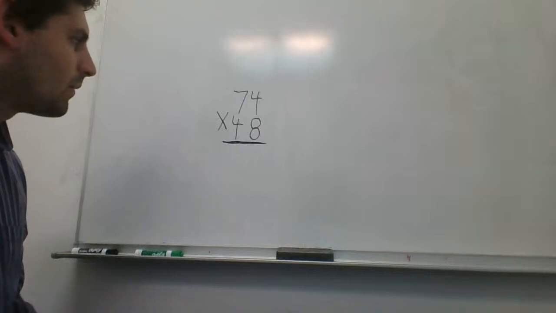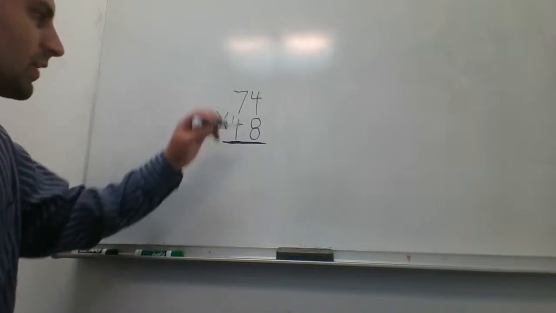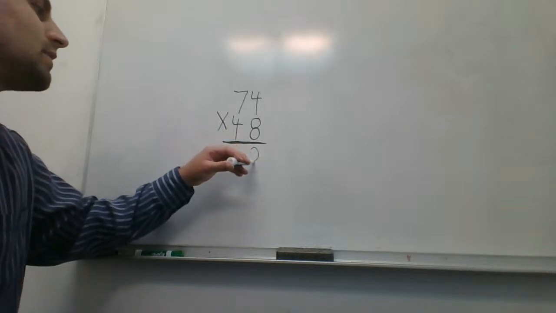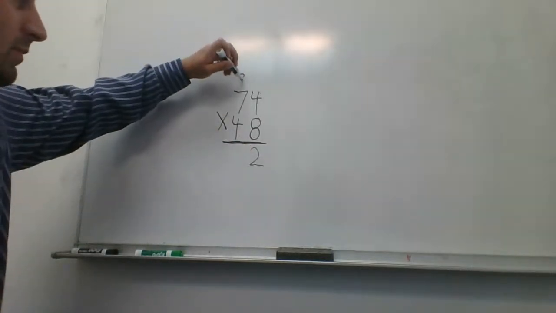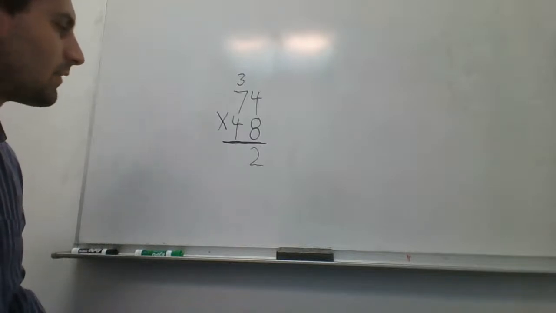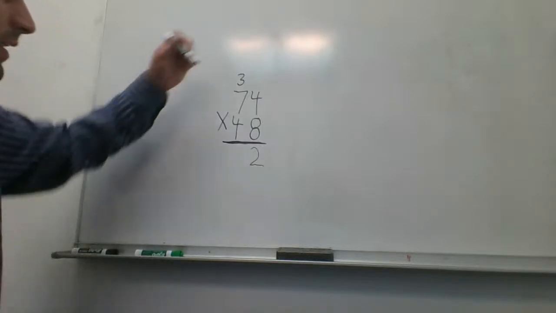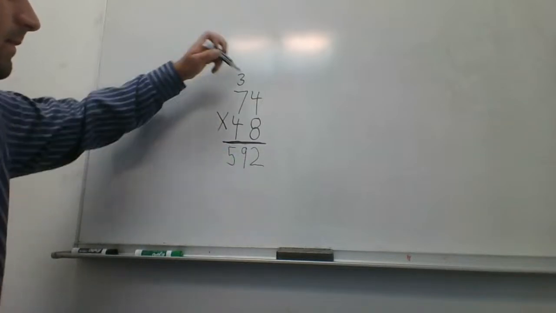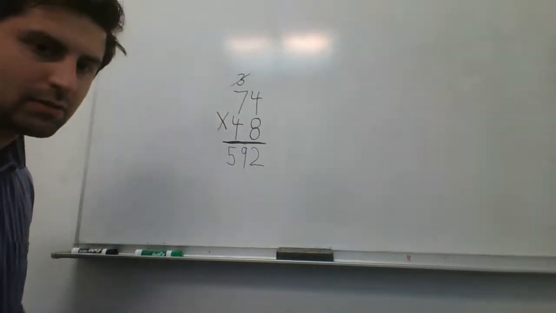All right, so step one, we multiply both digits in the ones place. 4 times 8 equals 32. So we're going to put a 2 in the ones place. The 3 in 32 is going to get carried over to the tens place. 7 times 8 equals 56, plus 3 equals 59. Cross that 3 out.